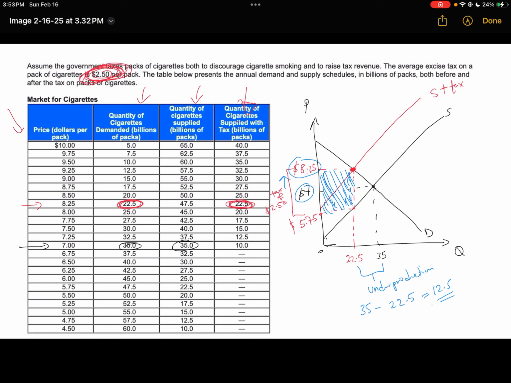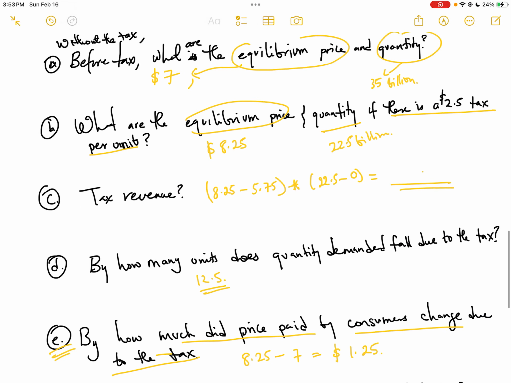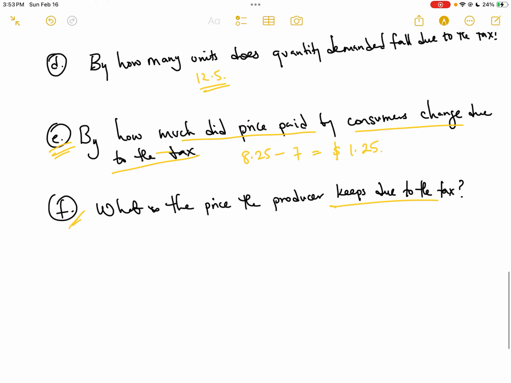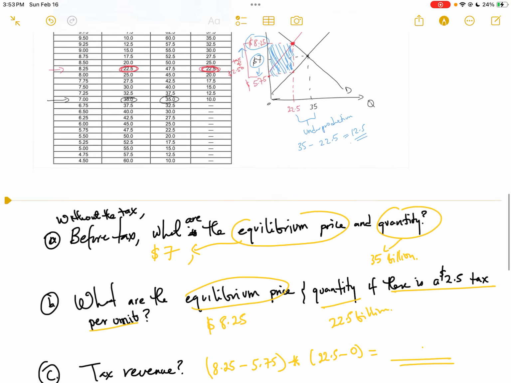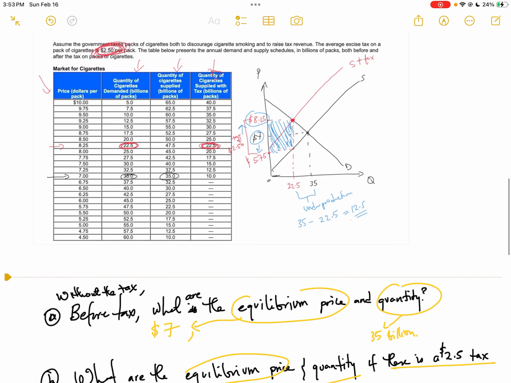Okay, F. What is the price the producer keeps due to the tax? Before the tax, producers will collect $7 and keep $7. But because of the tax, producers will keep less than $7 now. But how much less? Well, that fell to $5.75. And so, what is the price the producer keeps? The producer keeps $5.75. And that's all you have to do with this one.